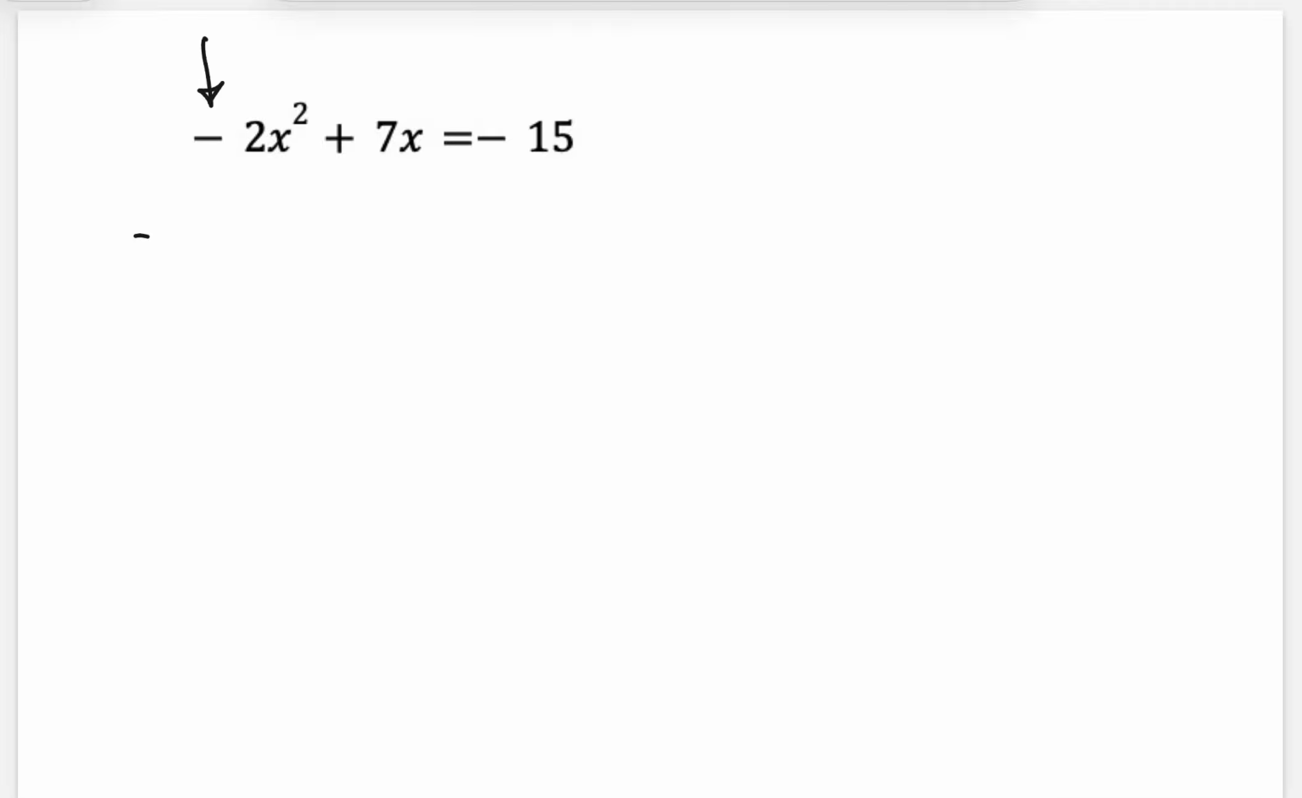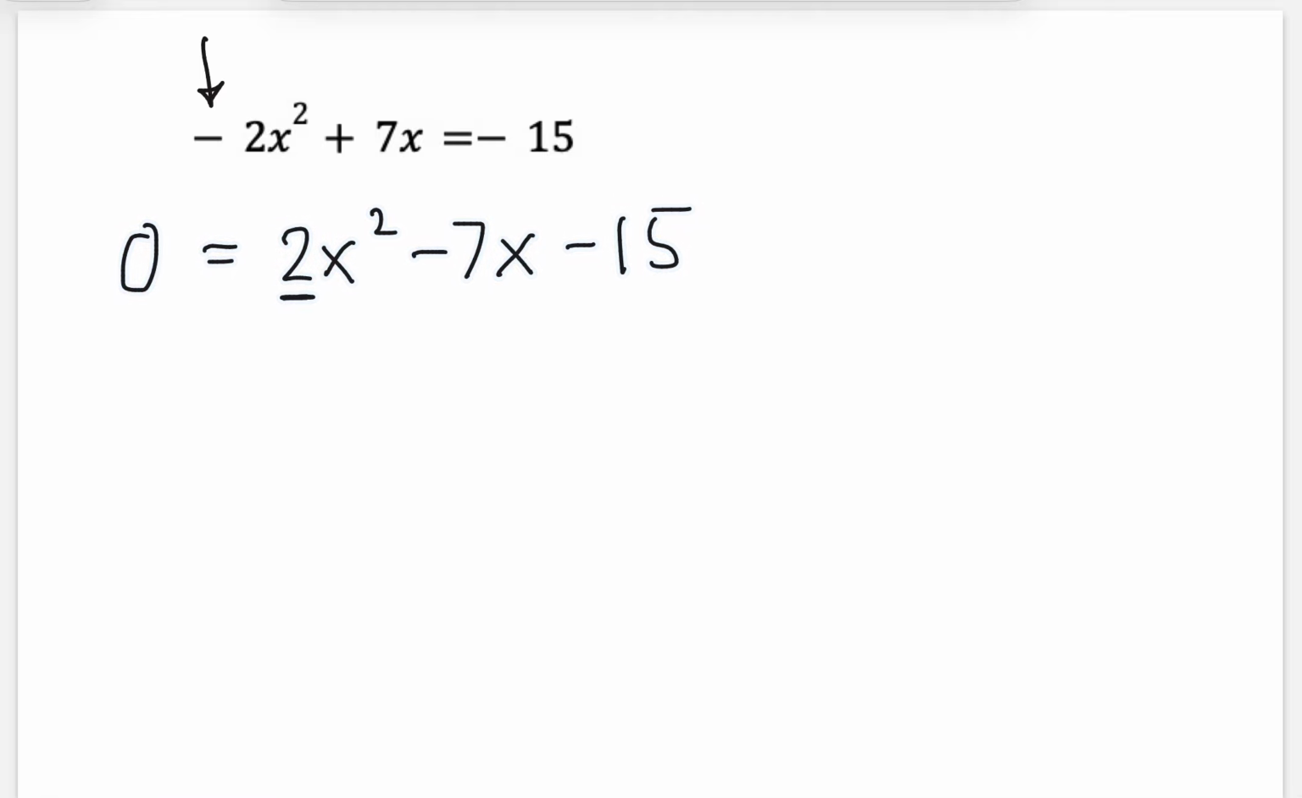So I'm going to put 0 on the left, and I'm going to move everything over to the right. If I add 2x squared, that's going to make a positive 2x squared. I'm going to have to subtract 7x, and I keep that negative 15 over here. Because I have that number in front of the x squared, this is where we're going to have to use a different strategy to factor the trinomial.